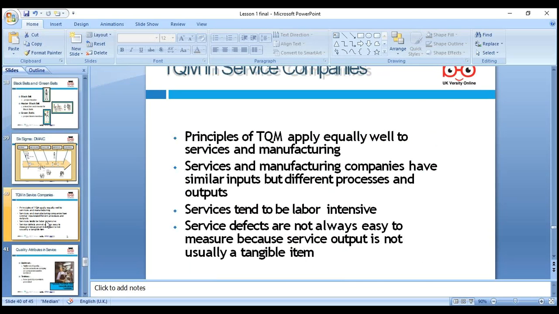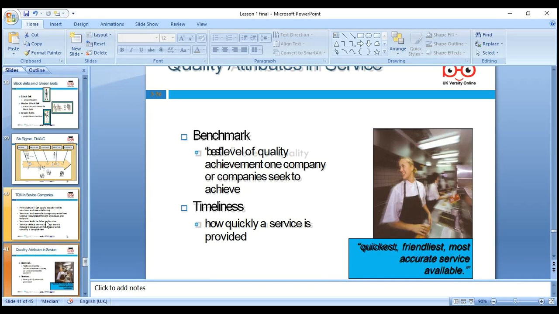And TQM, total quality management, can be identified in service as well. Like earlier we said, you recruit the right person for the right job. Benchmark, yes. If you don't have a benchmark, how do you measure performance? You need to draw the benchmark.